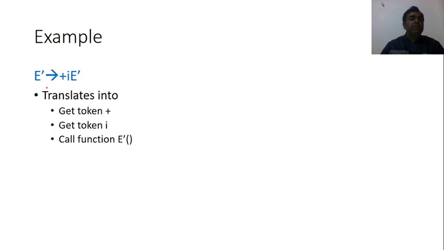For example, there is a production E prime derives to plus I E prime. It will be translated as follows; I am just discussing the body of E prime. There will be a function E prime, and inside that we first get the token plus to check that this plus is correct. Then get token I. Then call function E prime. So this E prime function will be called.